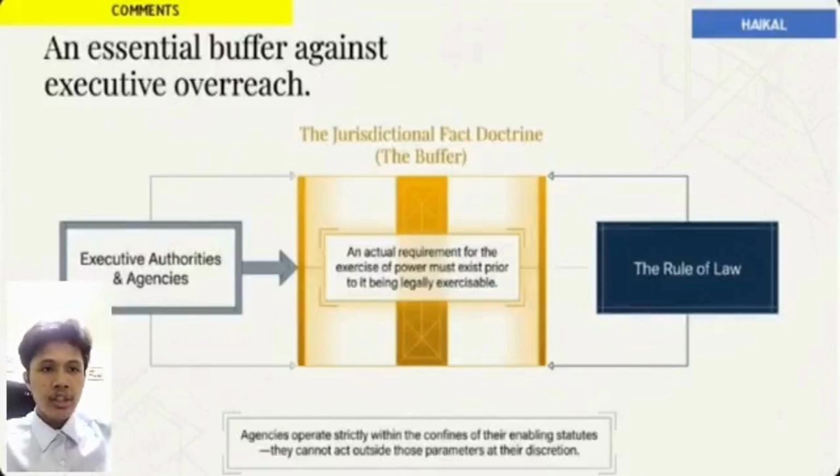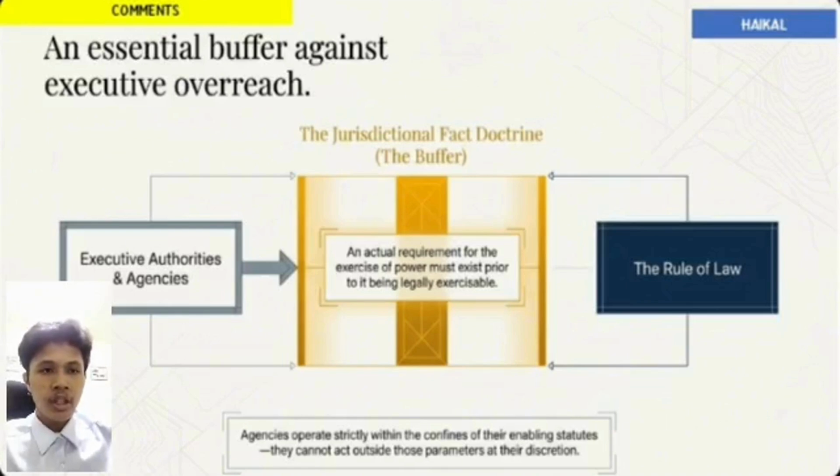Today, I will discuss the application of the jurisdictional fact doctrine, particularly its role as a safeguard against executive overreach. The jurisdictional fact doctrine means that an administrative authority must have an actual factual condition or requirement before it can legally exercise its power. In other words, an executive authority cannot simply use its power whenever it wants. The necessary facts must exist before the power can be exercised.